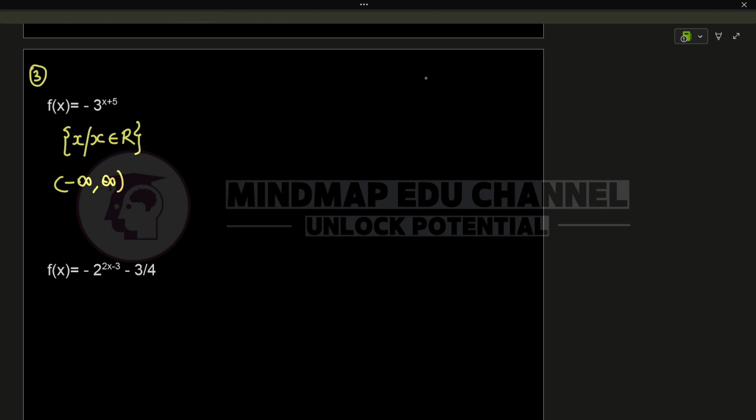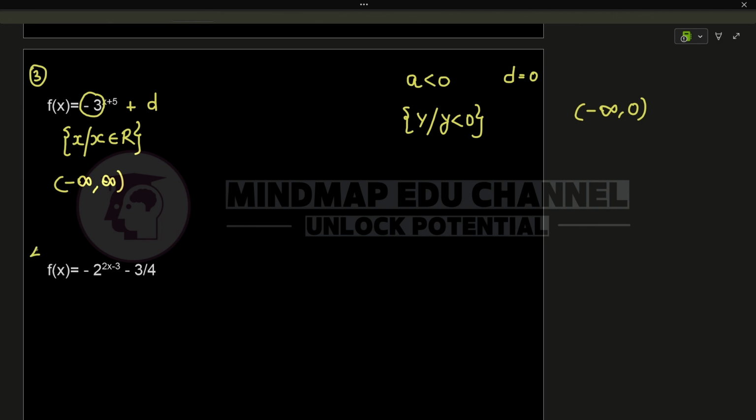Now to find the range, check the value of a, it's minus 3. So a is less than 0. And the value of d is 0. No d, that is the horizontal asymptote, is given here, so it's 0. So the range is the set of y values such that y is less than 0. And in interval notation, the range is from minus infinity up to 0.